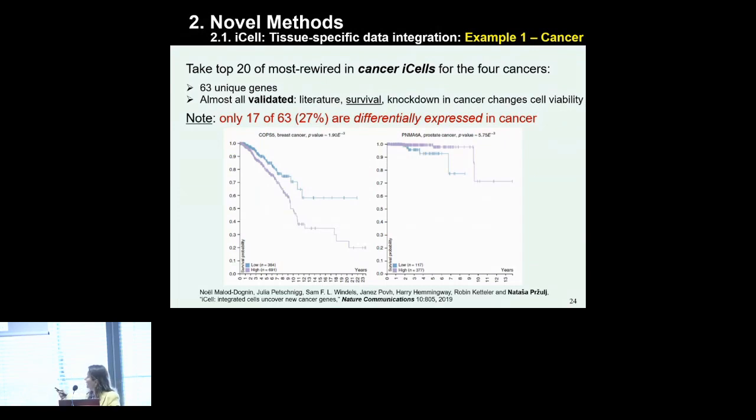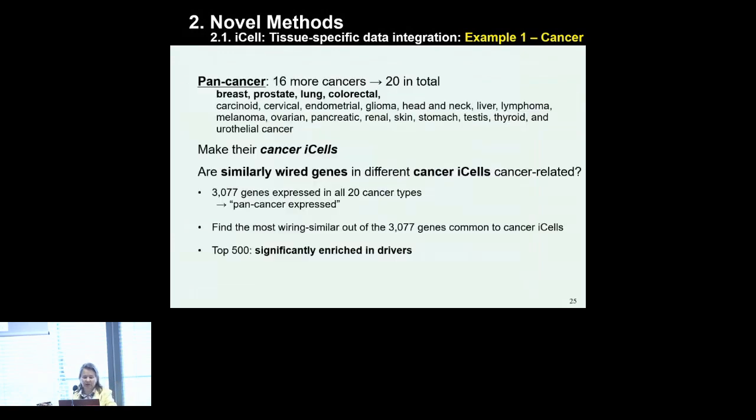Note that only 17 of the 63 were differentially expressed in cancer. So even differential expression carries limited information, and this is why we need to do data fusion, and this is the power of data fusion. And then in the interest of time, I will not talk a lot about this.